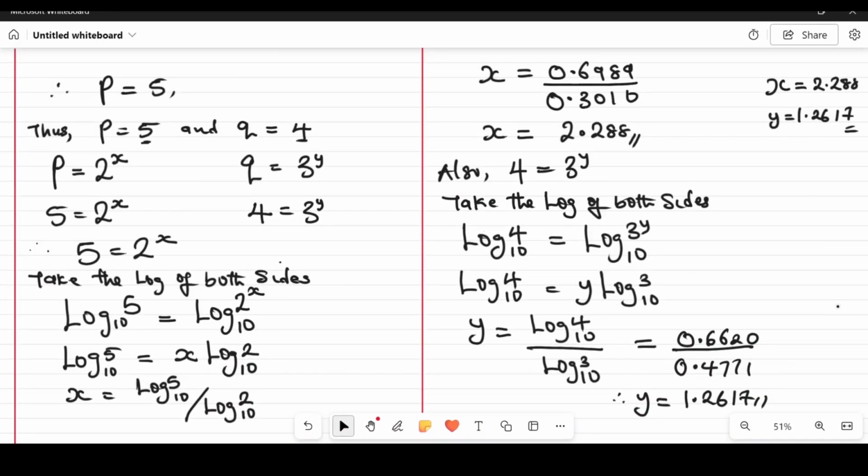Congratulations, you have been able to solve an exponential equation leading to simultaneous linear equations. I believe you can now solve any problem given to you.